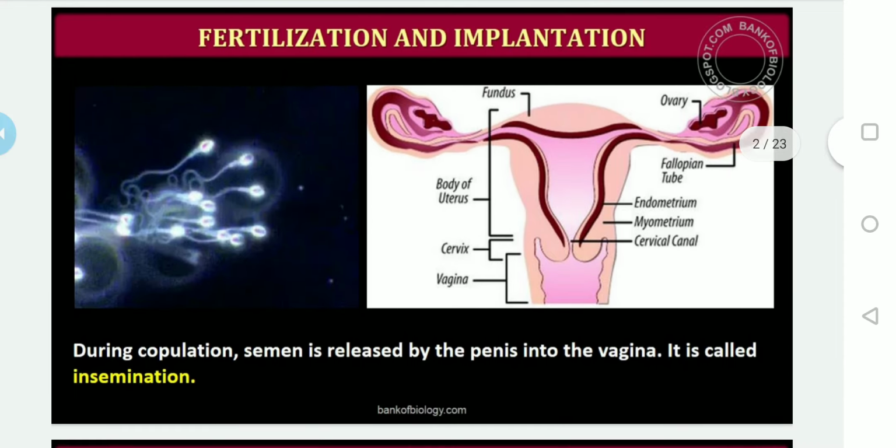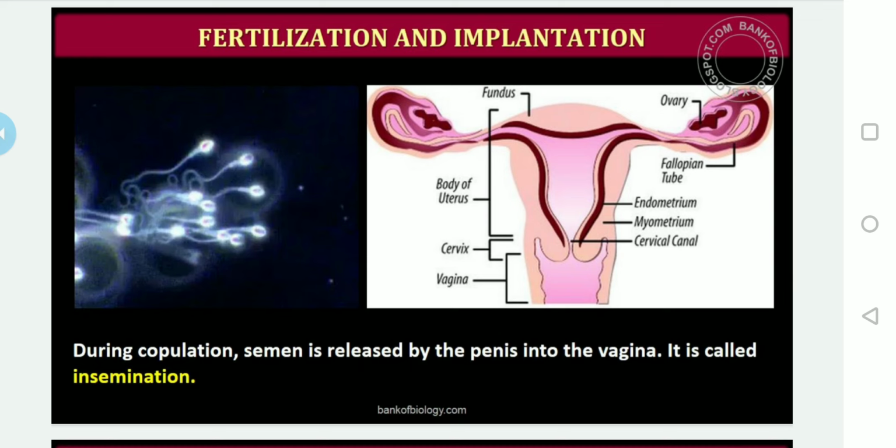As I said, fertilization is the fusion of a haploid sperm and ovum to form a diploid zygote. During copulation, also known as coitus or intercourse, the semen is released by the penis into the vagina. This process is called insemination.